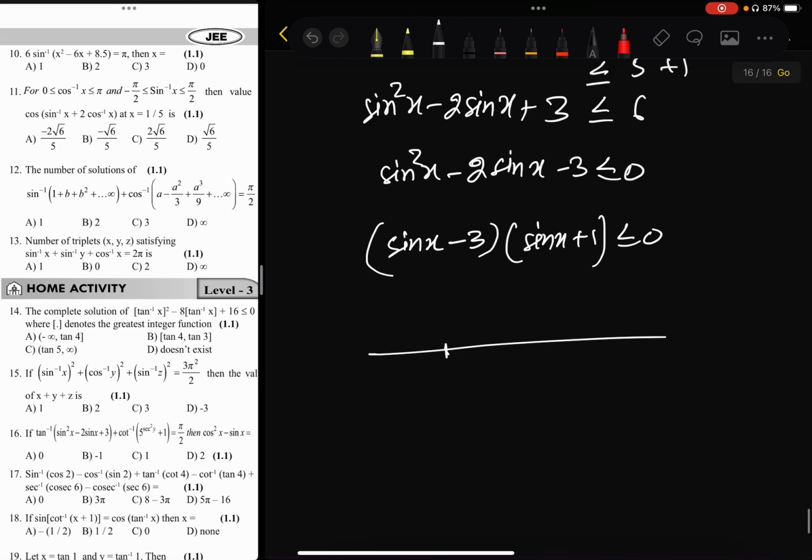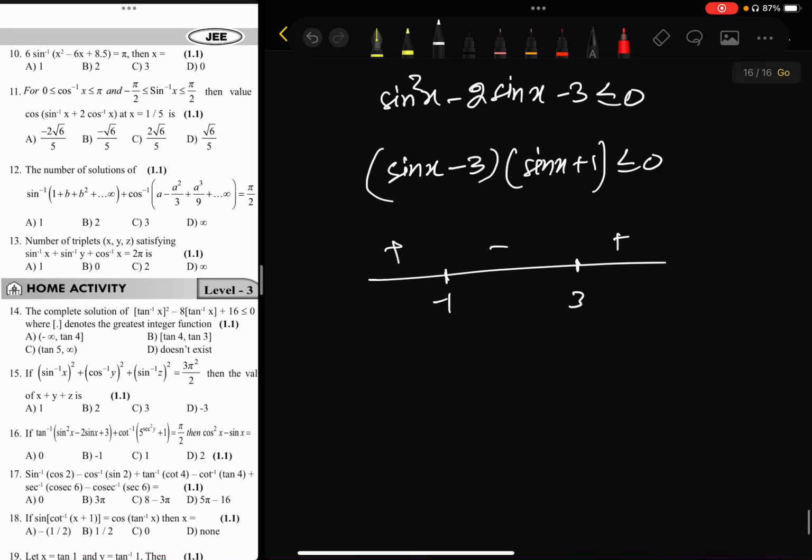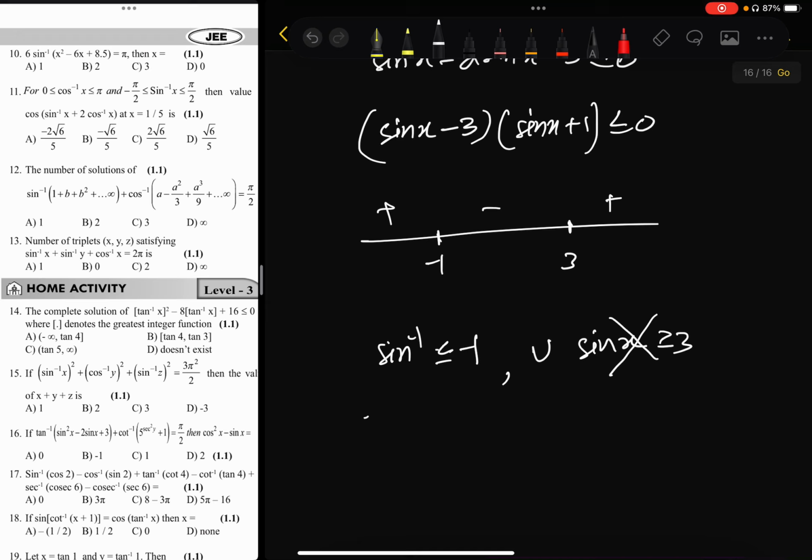Now one root is minus 1, the second root is 3, with signs plus, minus, plus, right? But here sine x is given, only one variable is involved. So that means sine x should be less than or equal to minus 1, union with sine x greater than or equal to 3. This is not applicable, sine x is never equal to 3. But sine x is also never less than minus 1. Sine x is only equal to minus 1.